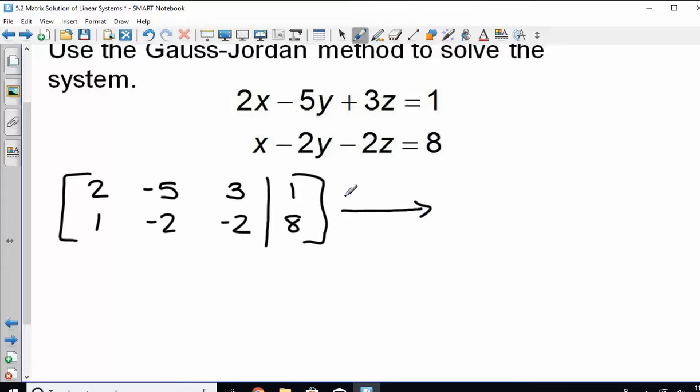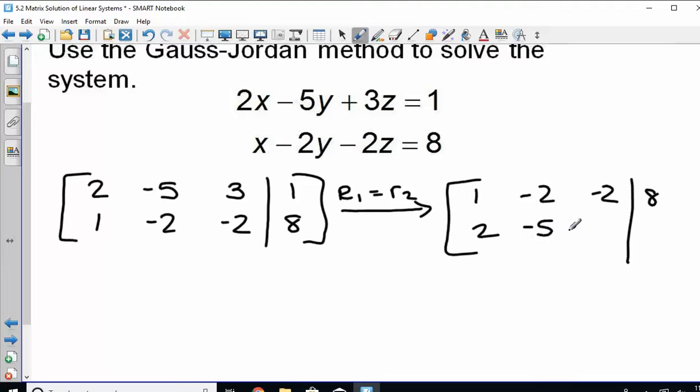What I usually do if I'm flipping rows, I just say row 1 equals row 2. And then all you have to do is flip. Now there were multiple ways to get that. You could have done row 1 minus row 2 and got a 1. You could have done row 1 times a half and got a 1. Or in this case, we were also able to just flip. So lots of options available to us. Okay, next I need my 0.